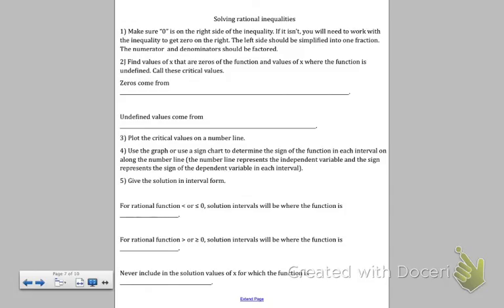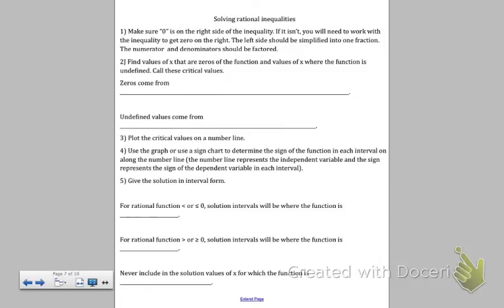So let's talk about the process for solving rational inequalities now. This process is pretty much identical to the same process we looked at on Tuesday for solving polynomial inequalities. But like I just mentioned, the big difference is now we're not just looking for zeros on our number line, we're also looking for where that function is undefined or does not exist. Okay? So step 1, still the same as it was on Tuesday. We've got to make sure that the right-hand side is 0.